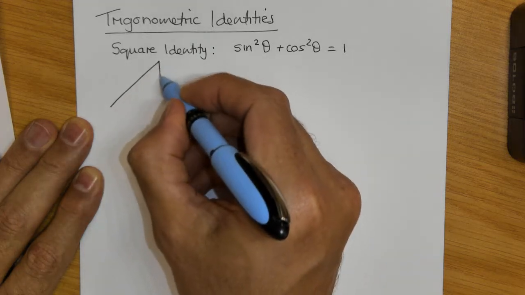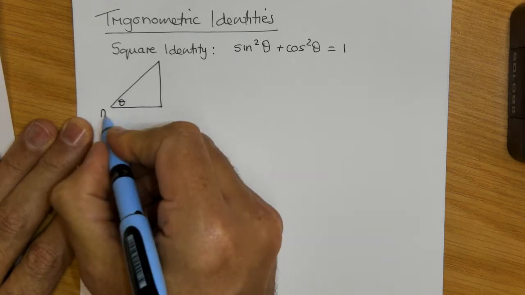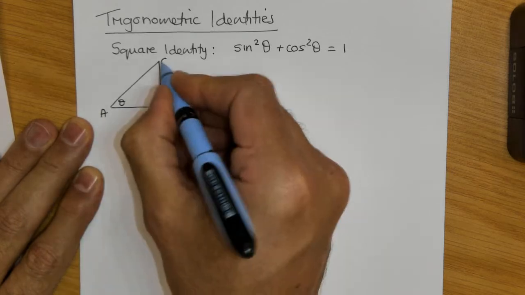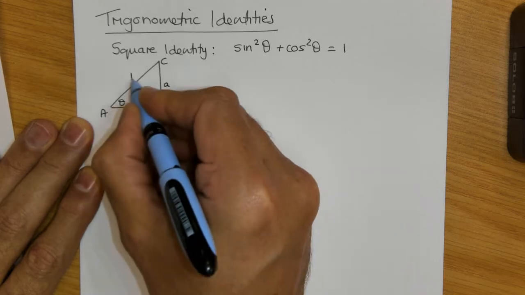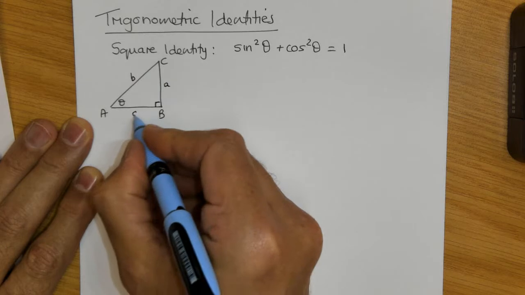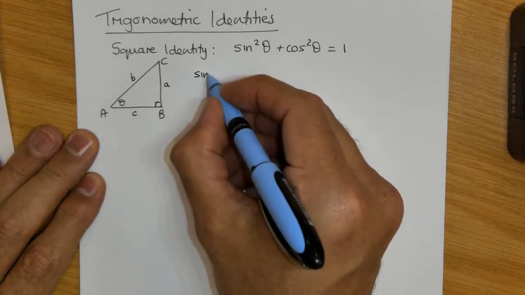If I go back to my right-angled triangle as an illustration, that's theta, so I'm going to call this ABC. Angle B is the right angle, that's small side A, that's small b for the side, and this is side C, opposite the angle C. Now let's do what this tells us to do.